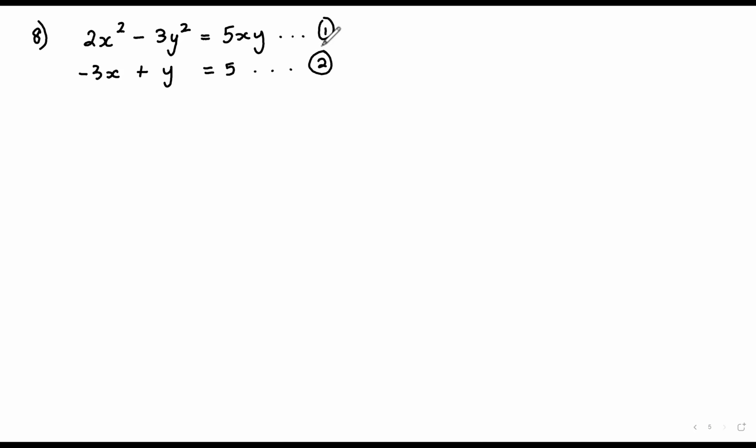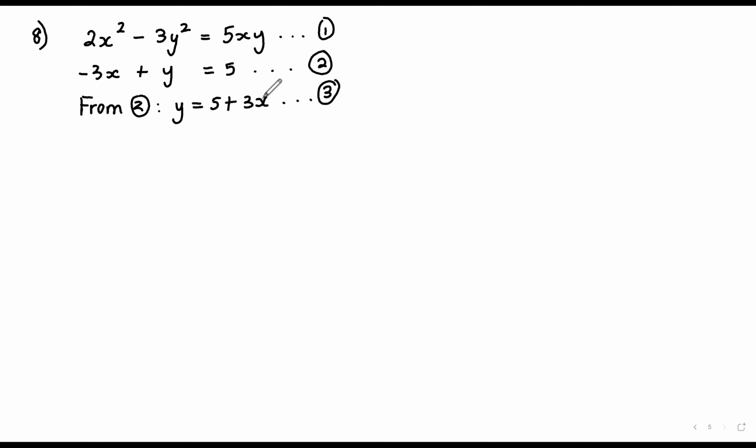Now, this is a bit of a complicated one compared to all the others that we've done so far, right? So, from equation 2, I'm going to make y the subject because that's the easiest thing to do here since y is by itself. Since the coefficient of y here is 1, I could get a substitution for what y is equal to. So I'll say from 2, y is equal to 5 plus 3x, right? Because I move minus 3x to the other side of the equation to make it plus 3x. And this is equation 3.